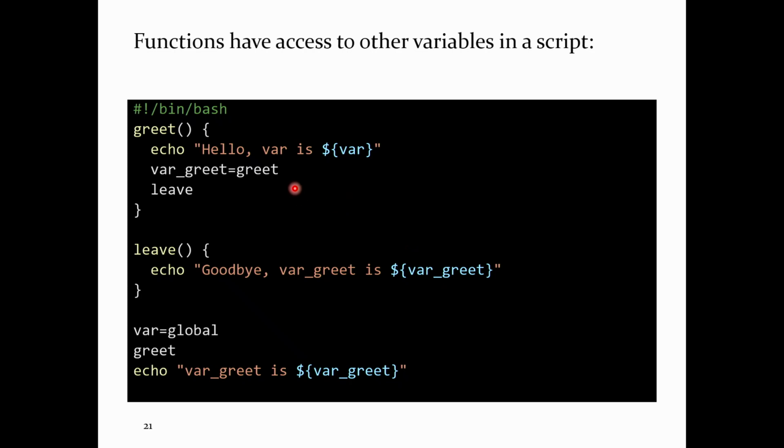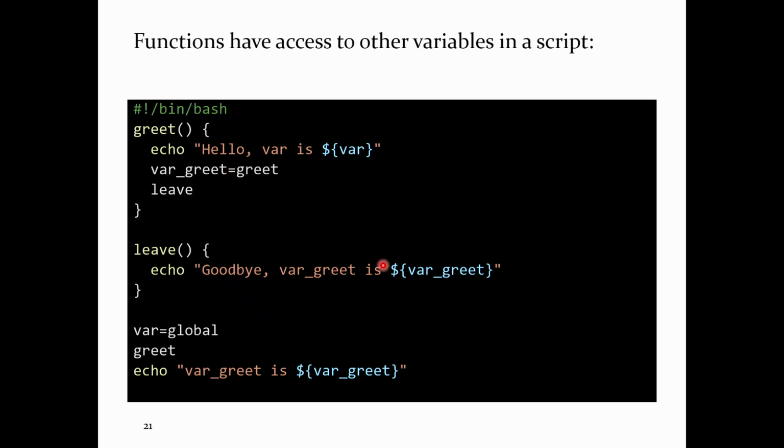Okay, now what happens if my function greet defines a variable called var greet, and sets the variable to the string greet, and then calls the function leave? So we start here, var is global, go up to greet. Does greet know what var is? Yes, because it was defined here. Okay, then greet defines its own variable and calls leave.